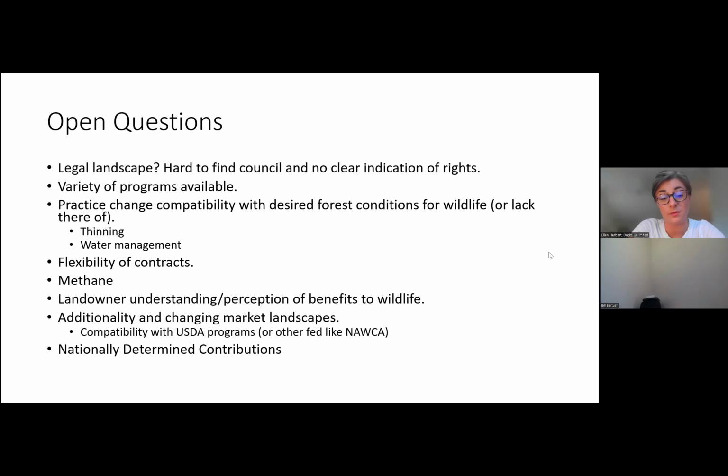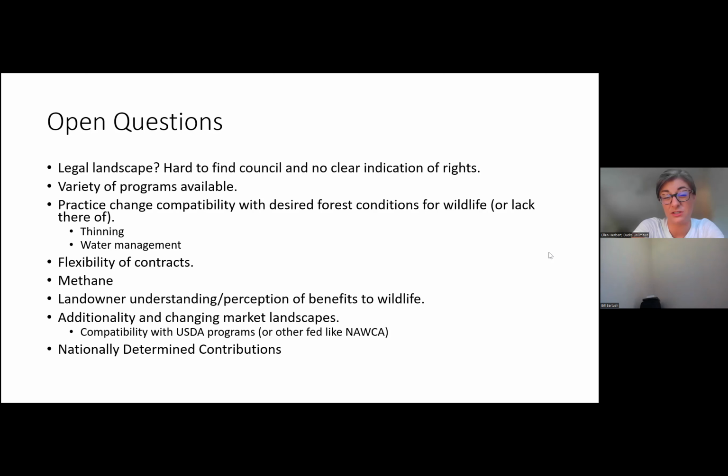And the other thing is water management. Currently, active water management is not allowable under the registry. So things like GTRs or anything where you have boards you're pulling to actively manage water levels, it's currently not allowed under many protocols.